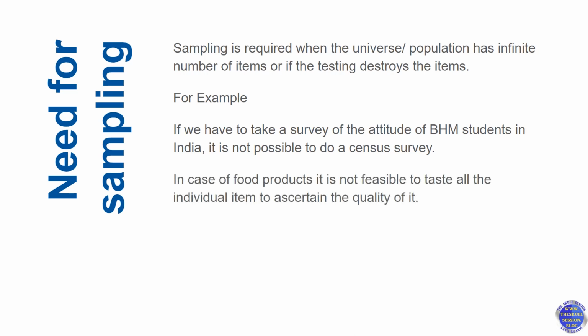Another example, in case of any food product, it is not practical to taste all the individual items to ascertain the quality of the food item. We will always take a sample of the food in a particular batch to identify whether the entire batch is good or not. Here, in case of food products, if you do a census survey, that means you will have to taste every food, which will destroy the food. Thus, this is the need for sampling in research studies.